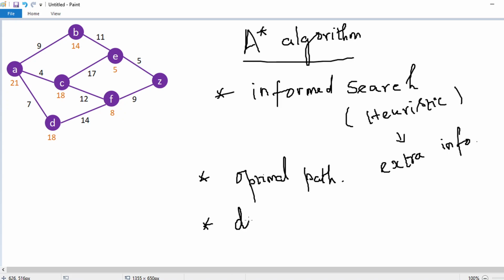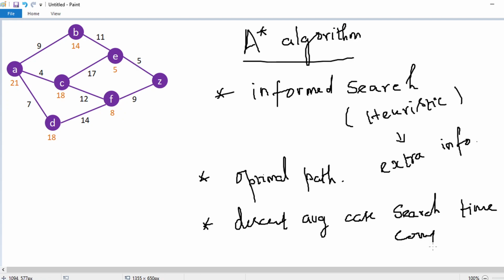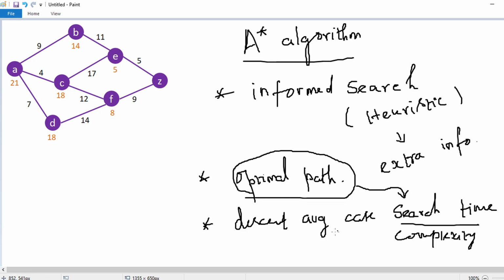So it gives a decent average case search time complexity. What is search time complexity? The time taken to find the optimal path is called search time. So it gives a decent average case time complexity for search time because it is somewhat brainy because of this heuristic nature. So before getting into the problem solving, let us see what is heuristic and why that heuristic is leading us towards optimal path.